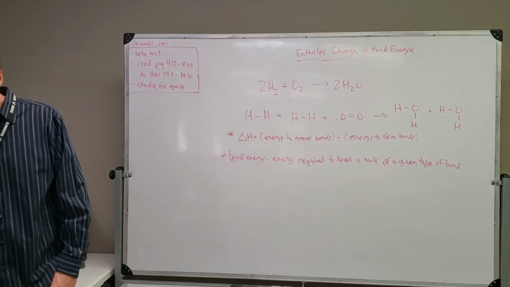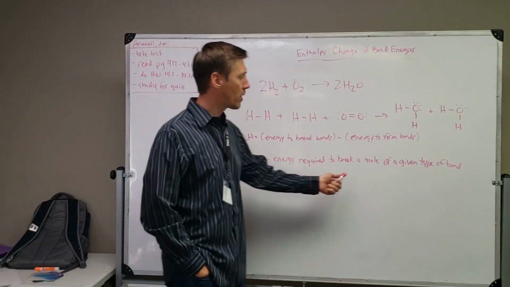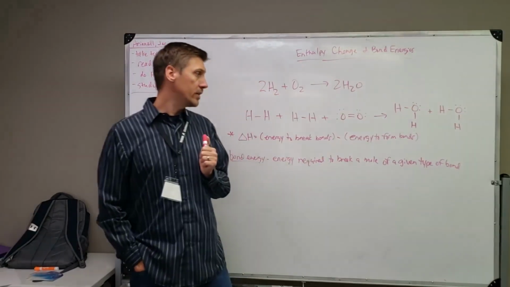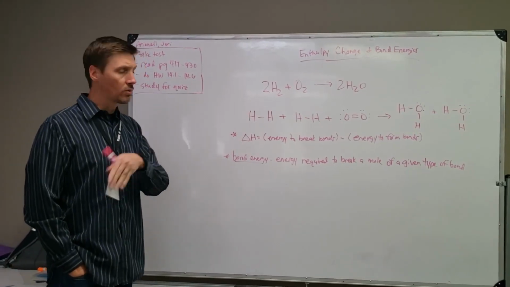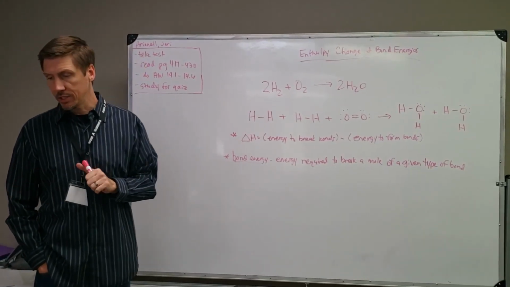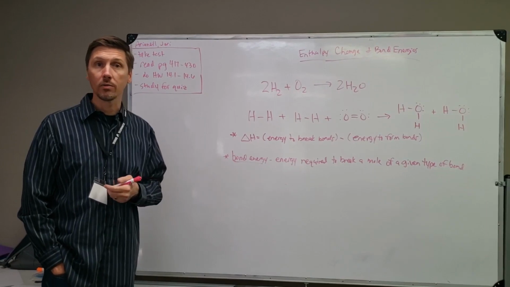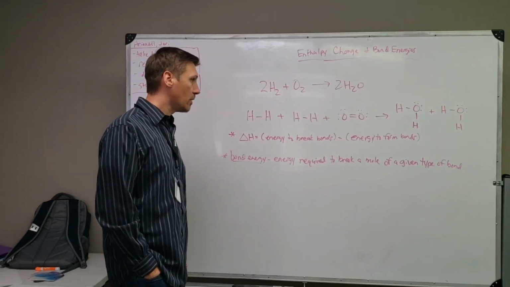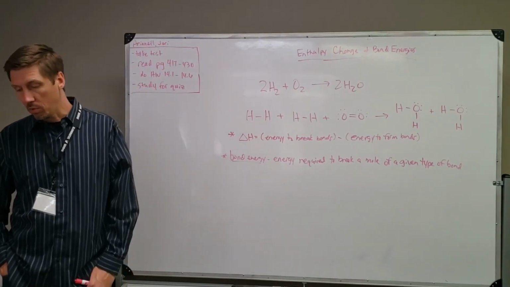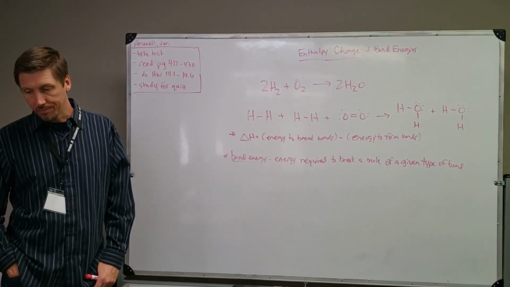It's the amount of energy required. The definition says required to break 1 mole of a given type of bond. And so that's why the units for bond energies is kilojoules per mole. Right? We've looked at the joule as standard unit of energy. So it's our standard energy unit per mole, since we're breaking 1 mole.